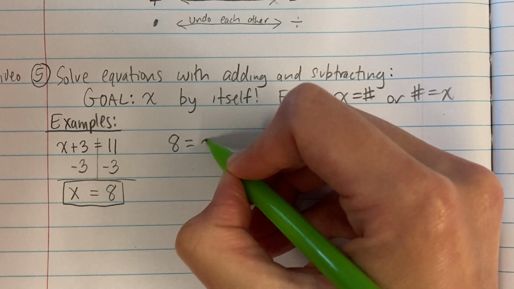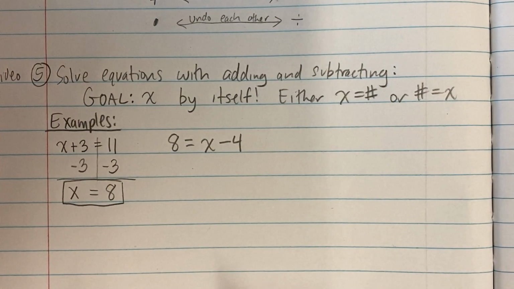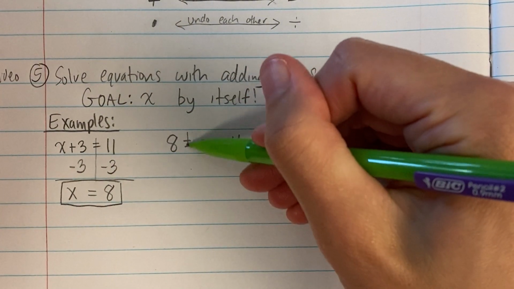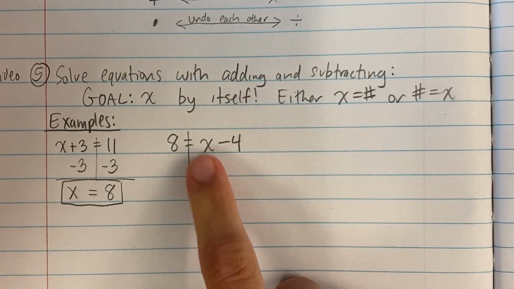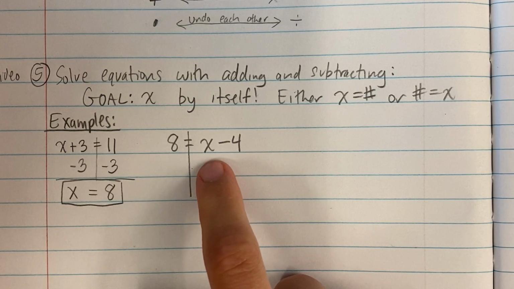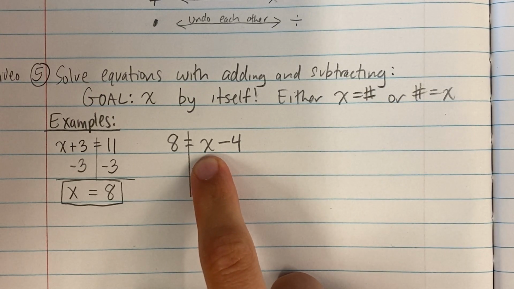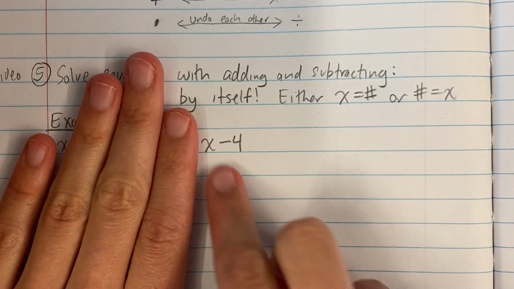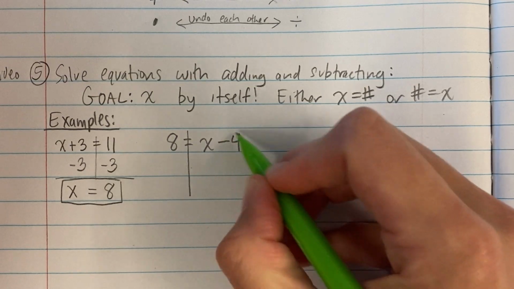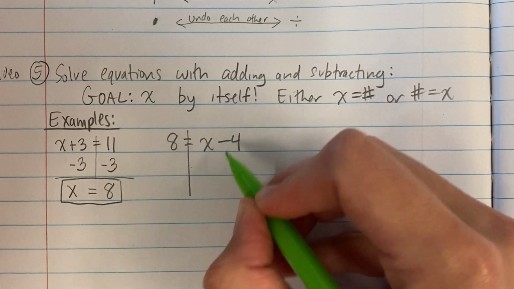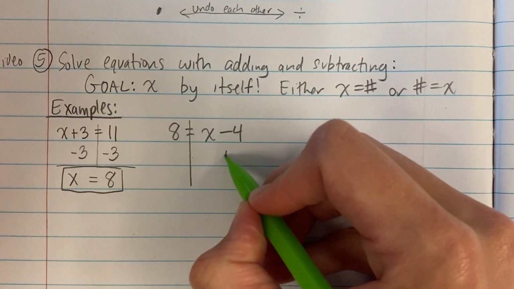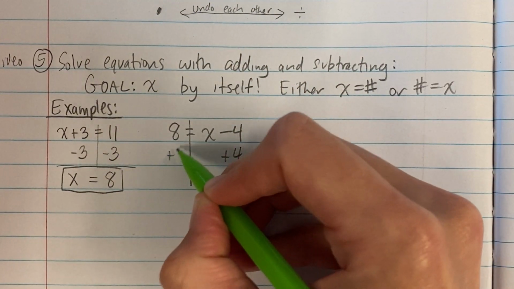Here's another example. 8 equals x minus 4. Notice here, the x is on the right side of the equation. Here's the equal sign. I want x by itself. Right now, what's happening to x? 4 is being subtracted. How do I get rid of minus 4? How do I undo minus 4? Because I want x all by itself. This is subtraction, so I'm going to do what undoes subtraction. I'm going to use addition. So I'm going to do plus 4 over here.